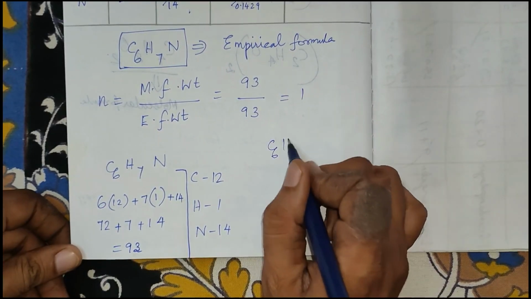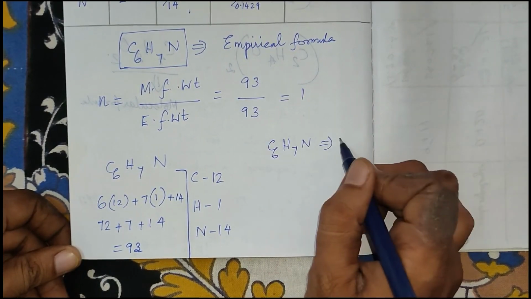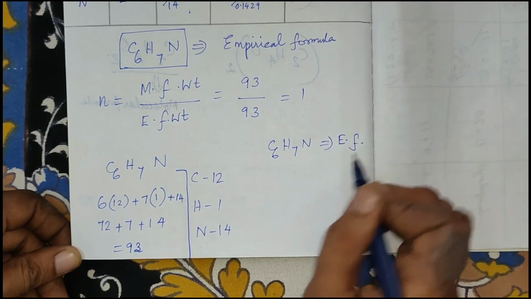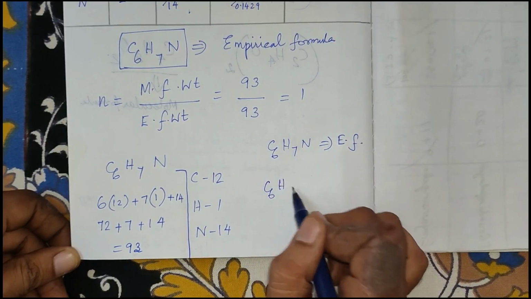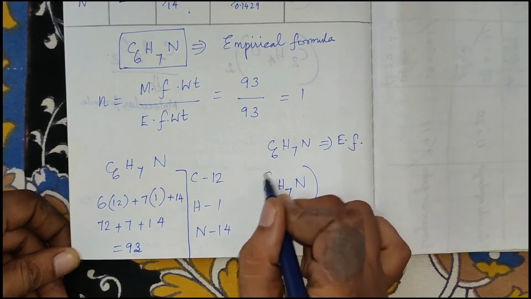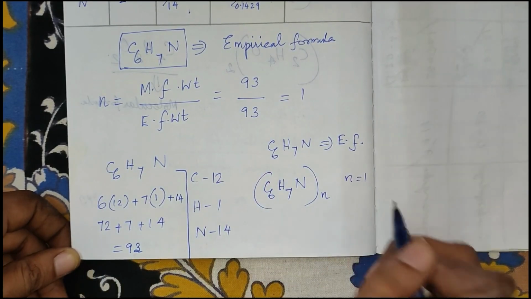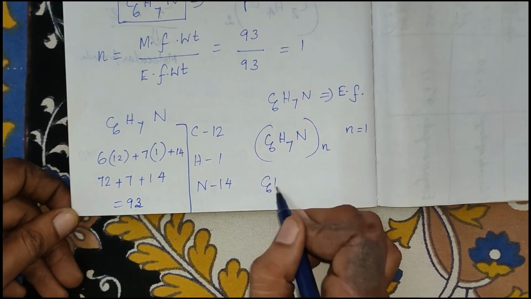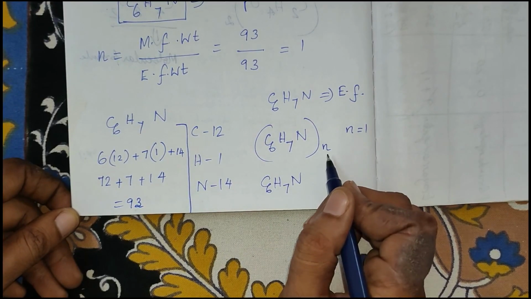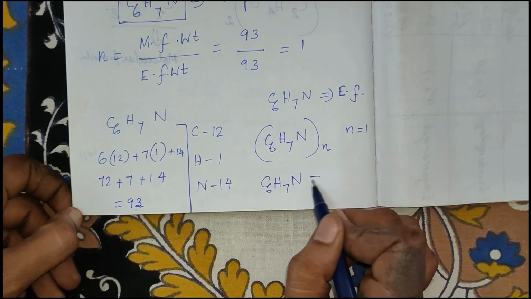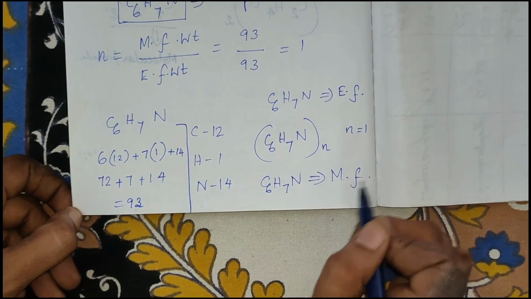So the empirical formula is C6H7N. So this is the empirical formula. What is the molecular formula? C6H7N n times. Here n we found as 1. So n is equal to 1. So C6H7N 1 times. So the molecular formula is the same as the empirical formula.